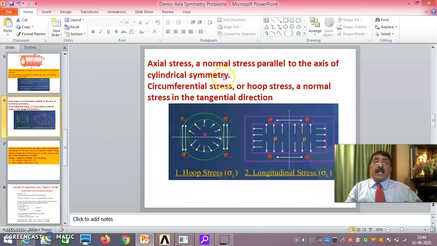See here, axial stress is a normal stress parallel to the axis of cylindrical symmetry, and circumferential stress or hoop stress is a normal stress in the tangential direction. You see here, this is a hoop stress, a tangential stress, and this is the axial stress. Hoop stress and longitudinal stress you must find in axisymmetric problems. I have found them by some theoretical methods, and we will verify using Ansys also.